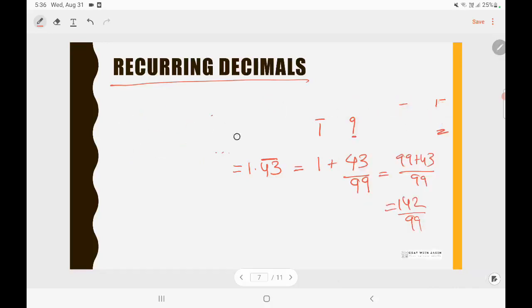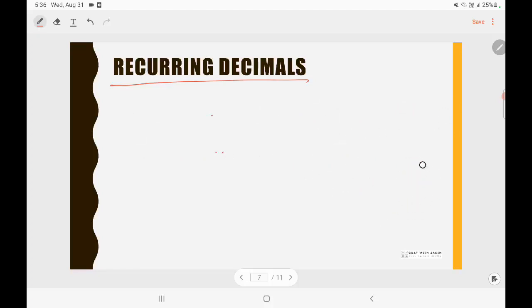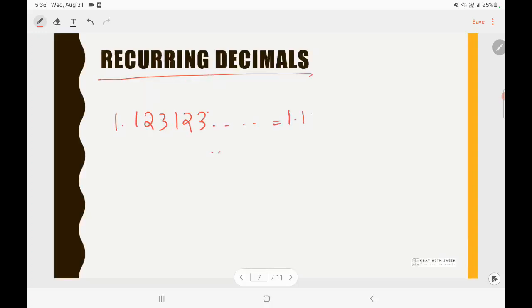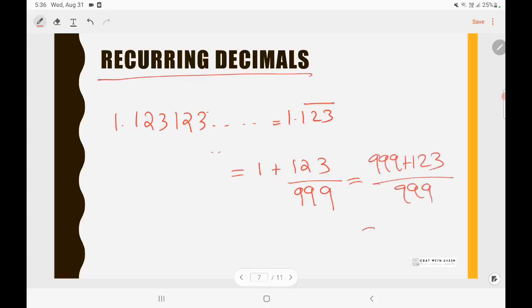So we'll look into more examples, right? So let's say you have 1.123 where 3 is repeating. So this is 1.123 bar. So here you need to write it as 1 plus 123 divided by 999. Okay, so that is 999 plus 123 divided by 999, which is equal to 1122 divided by 999. So you got it, right?